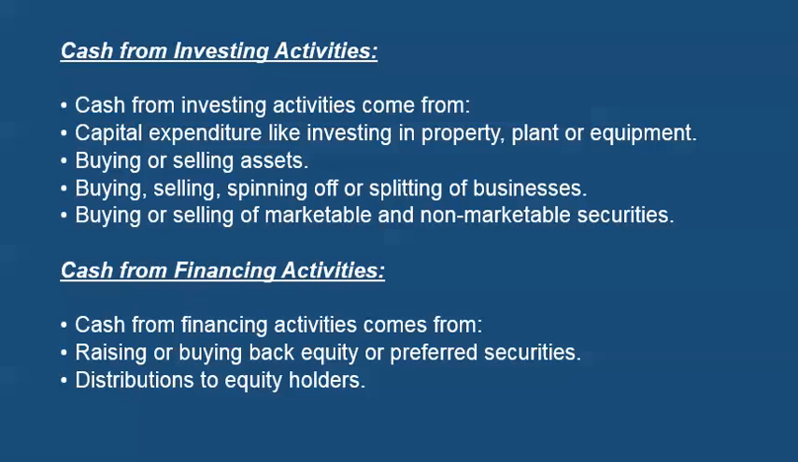Cash from investing activities. Let's talk about it. Cash from investing activities comes from capital expenditure like investing in property, plant, or equipment, buying or selling assets, buying, selling, spinning off, or splitting off businesses, buying or selling of marketable and non-marketable securities. Cash from financing activities comes from raising or buying back equity or preferred securities, and distribution to equity holders.